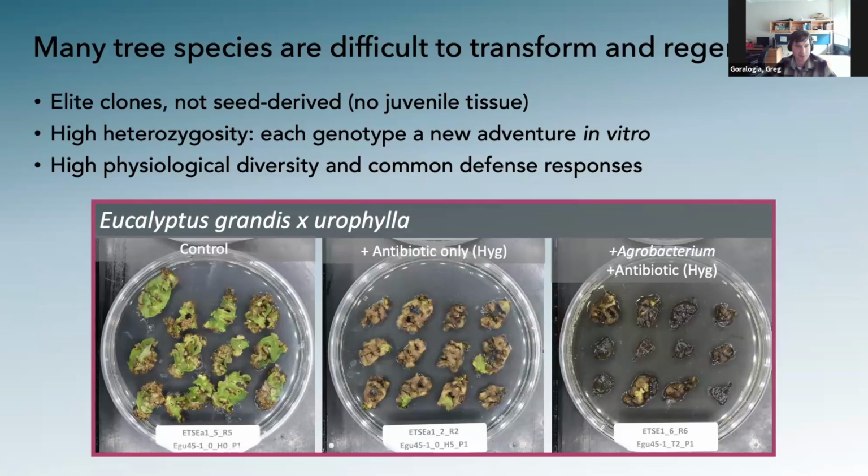This is eucalyptus, so the left panel is the regenerating control. You add antibiotic in and you see the cells getting killed, but you add Agro in and the cells just die. There's these really strong necrotic responses. And this is common in a lot of species.